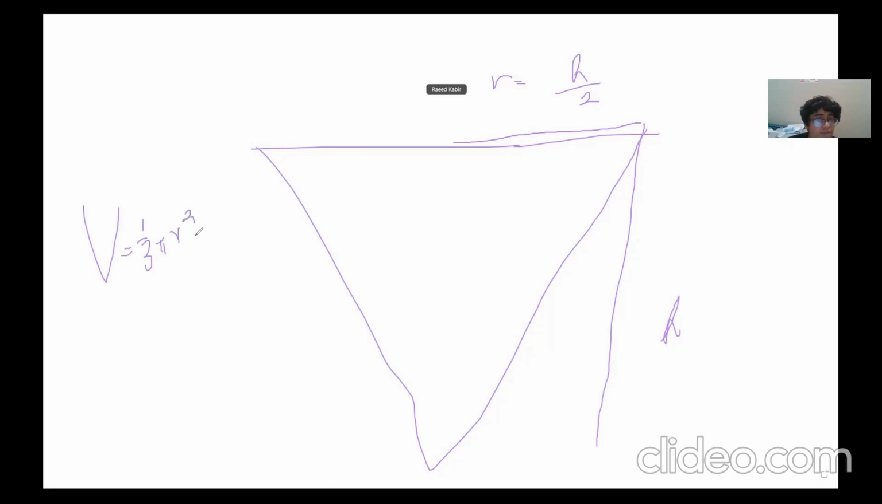Pi squared h, right? This is important. Yeah, I remember why. The cone is 1/3 of the cylinder's volume, as long as the radius and height are the same. So this is why it looks like a cylinder, and you'll derive these formulas in Cal 2.